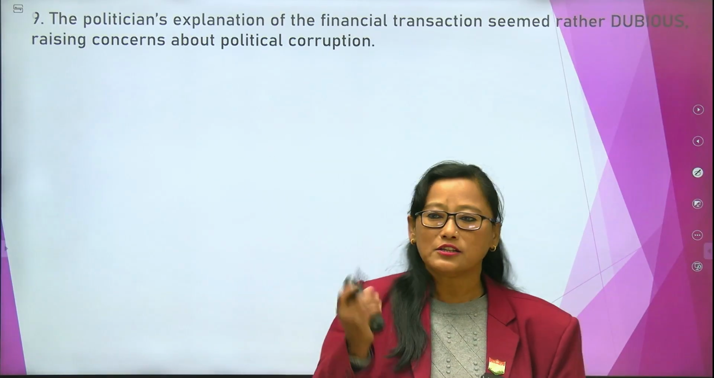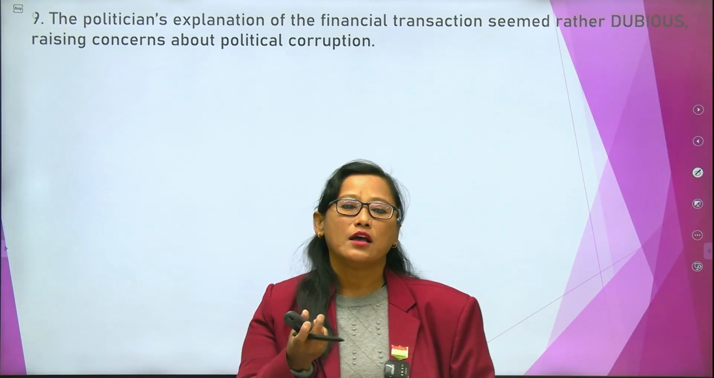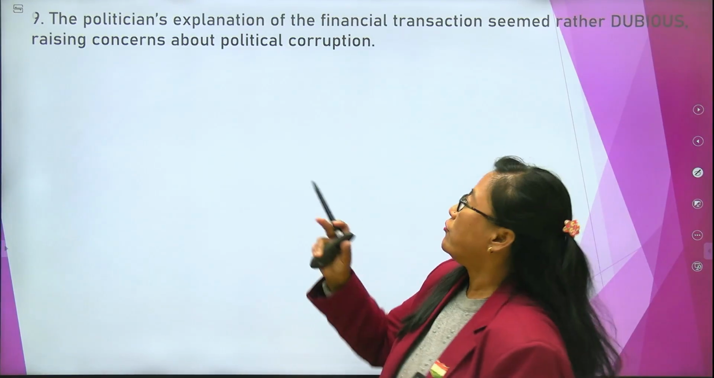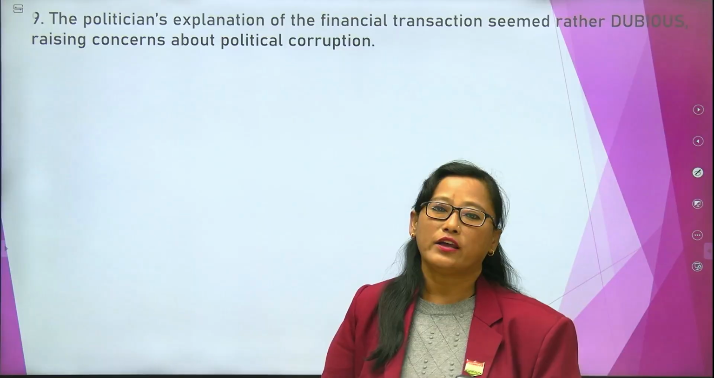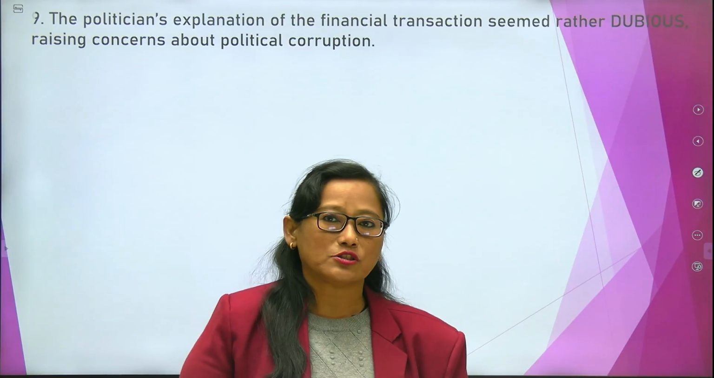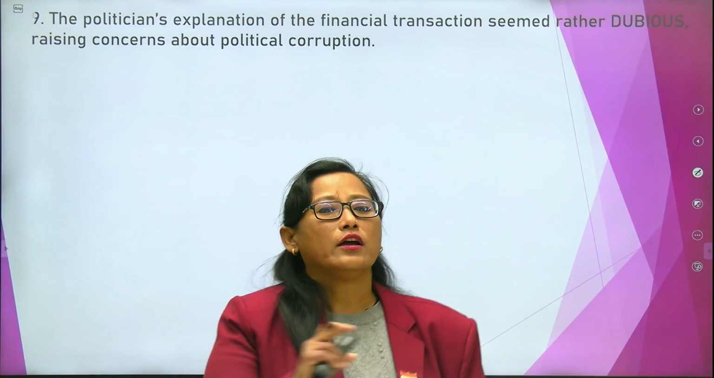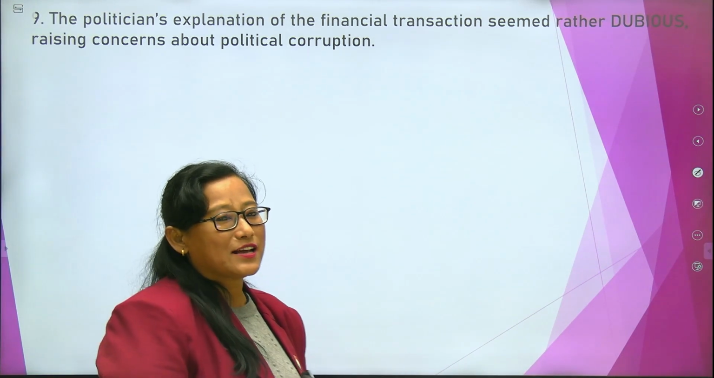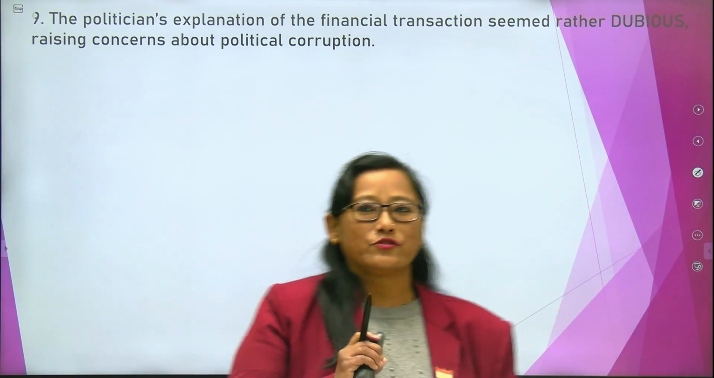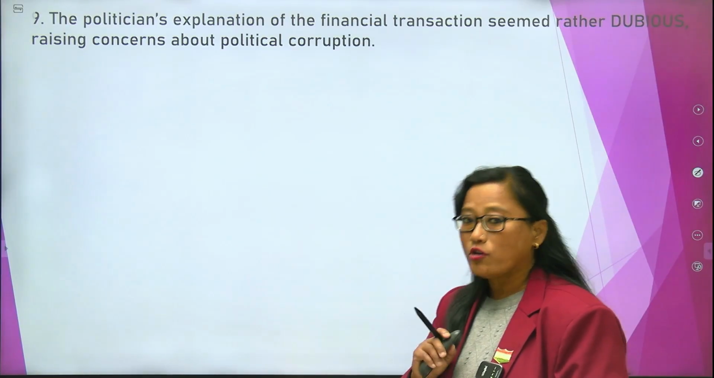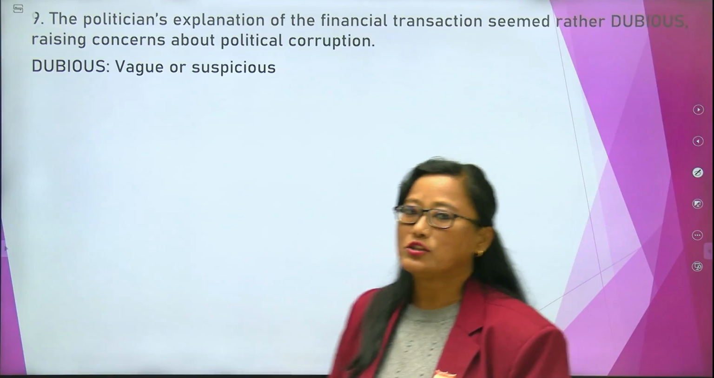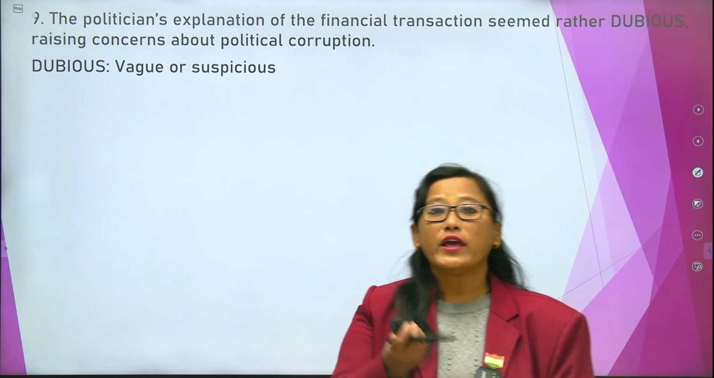So this politician, for example, was asked to give an explanation regarding some kind of financial transaction. But whatever he said, it was dubious. So people did not understand it. So what is the meaning of dubious? Dubious means, if you can reiterate what I said, vague or suspicious. Vague, not clear. So it is vague.